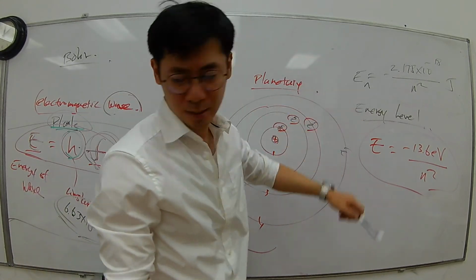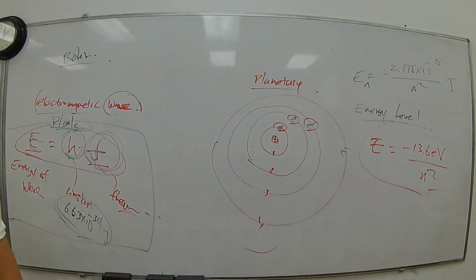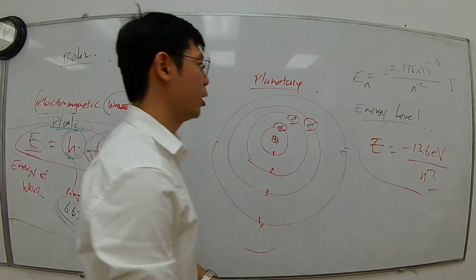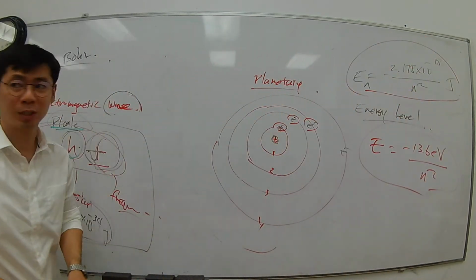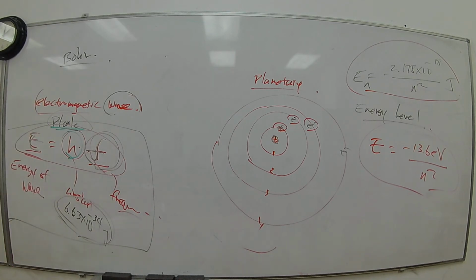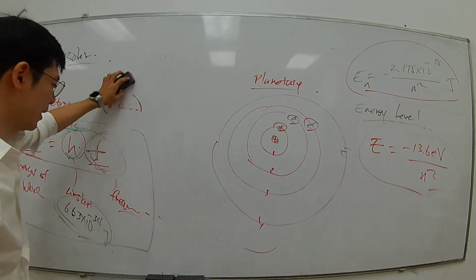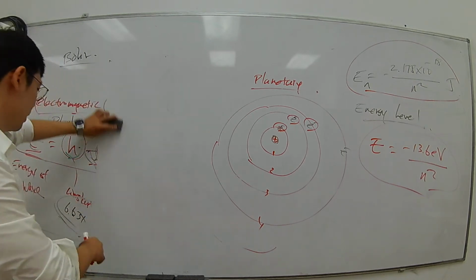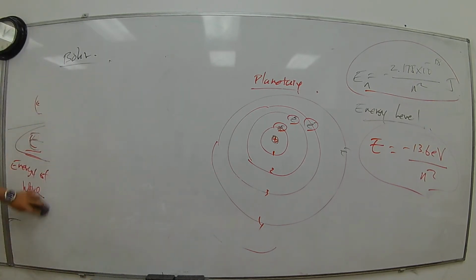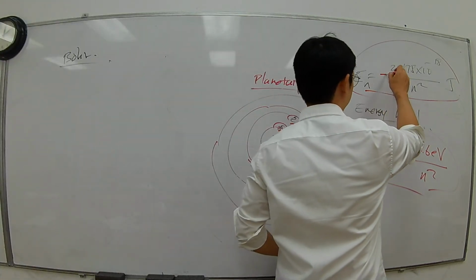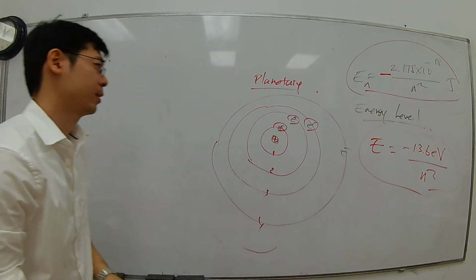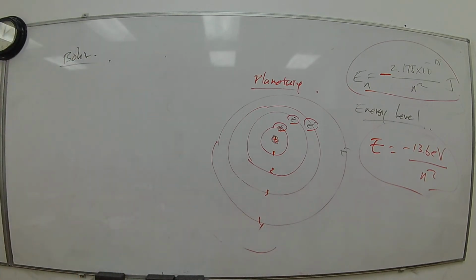Not Planck, I'm sorry. Bohr came up with this equation. No one had come up with an equation for electrons before, and now he did. This is how we came up with the equation. Let's talk about this a little bit. Why is there a negative sign here? That's something you have to understand as well.